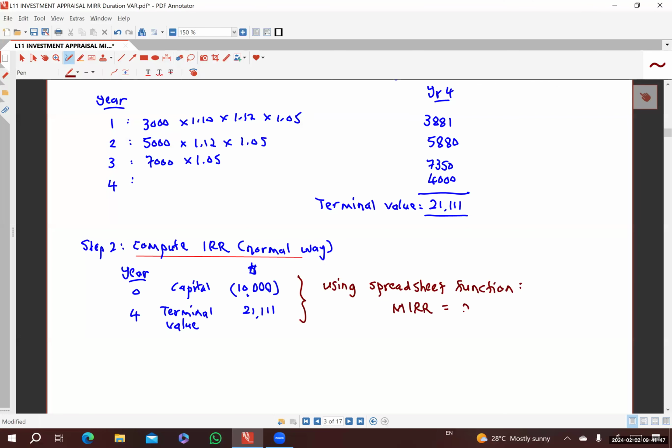So modified IRR is 20.5%. Then you use it just like how you use IRR. So that is the modified internal rate of return. That is one way to find MIRR.